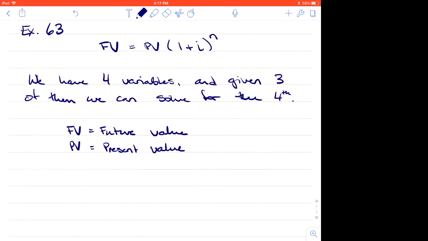That kind of thing. So I, lowercase I, is going to be the yearly interest rate. Yearly interest rate. And lowercase n is the number of years that this has been invested for. Number of years invested.